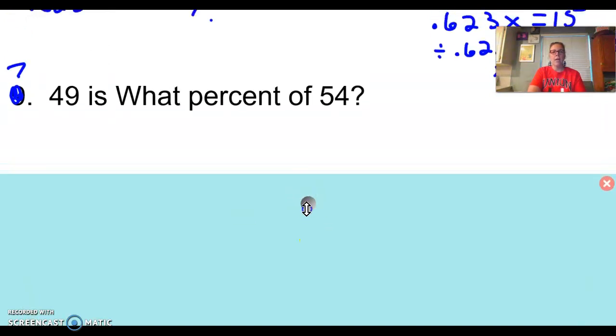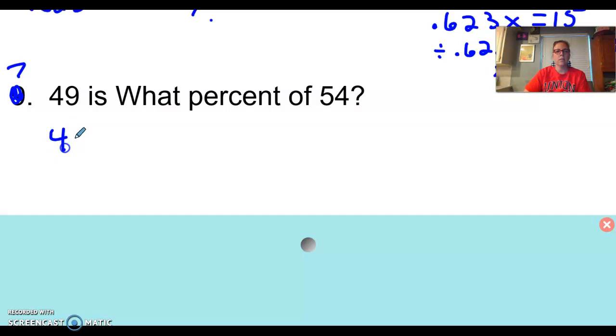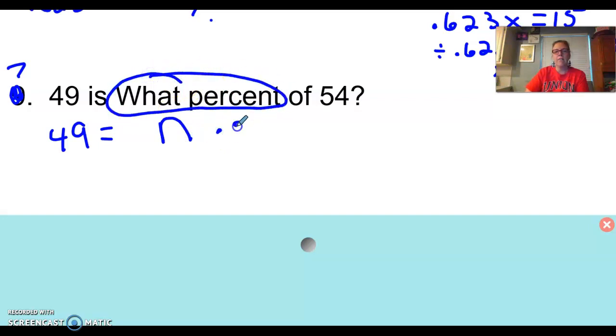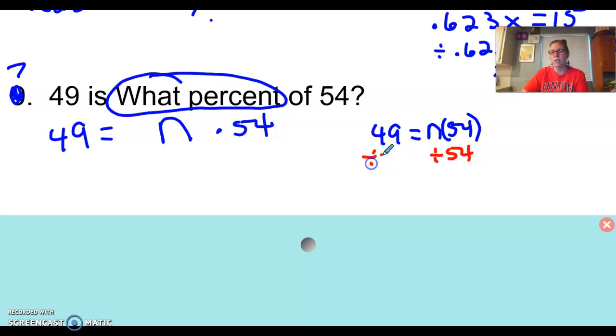Okay, 49 is equals what percent? So anytime you see the what, that's your question, of 54. So 49 is what percent? So n times 54. It's the same thing. Since it's being multiplied here, you're going to divide by 54. Remember, it matters which order. You always divide. You always move the number that's next to the variable. So this becomes n. So 49 divided by 54.